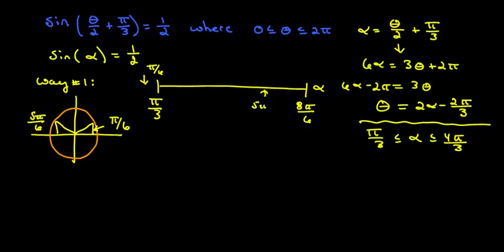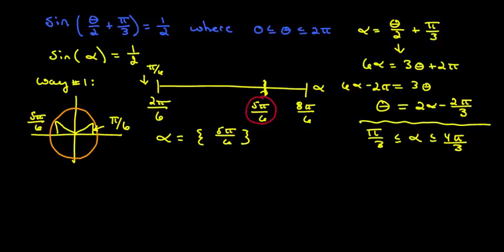By the way, if I want to make these all pi's over 6, pi over 3 is 2 pi over 6. And maybe that'll help you see why pi over 6 falls on the outside. So 5 pi over 6 falls right here. And if I go any further, I'm going to end up outside of this interval. So it looks like I only have one solution. So I'll say alpha is equal to 5 pi over 6.